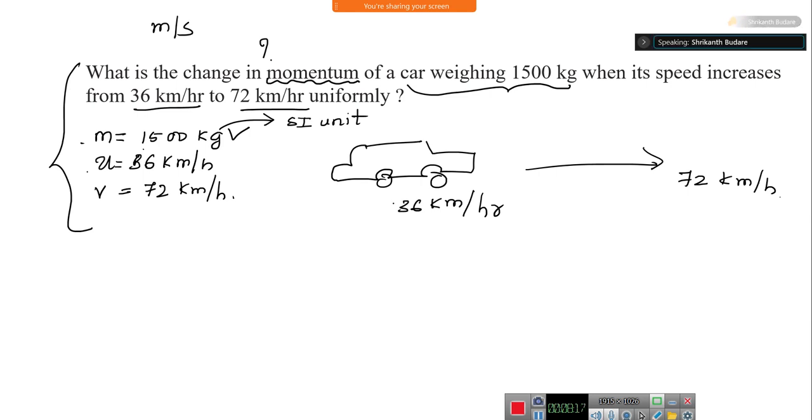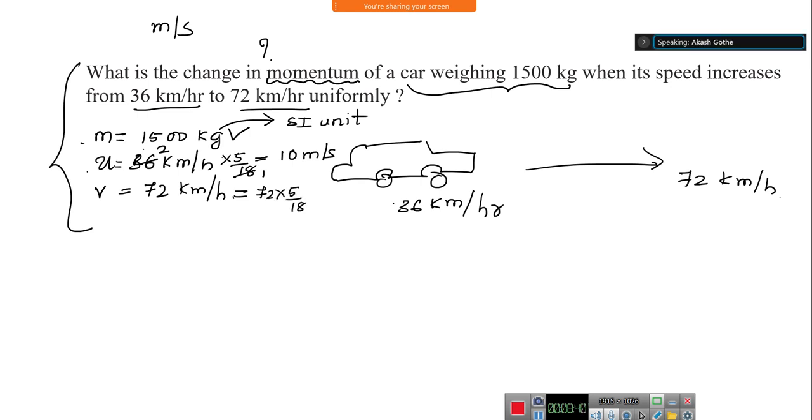Sir, 5 divided by 18. So we have to multiply by 5 by 18. So tell me the answer, how much? 18 ones are, 18 twos are, so it becomes 10 meters per second. Okay, in the same way, the velocity is 72 kilometer per hour. Quickly tell me now, 72 into 5 by 18.